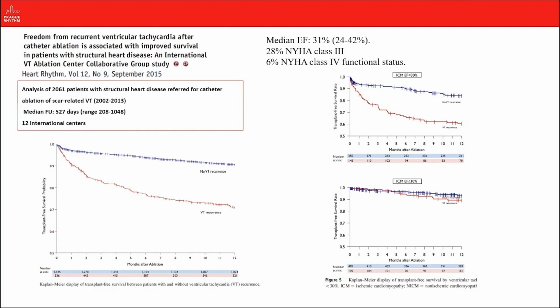I think that the most interesting data is stemming from this big database originated from the IVTCC study, analyzing data of more than 2,000 patients that had undergone ablation for VT in the setting of structural heart disease. The slide clearly shows that among these patients, those that did not suffer VT recurrence following the ablation had a much more favorable follow-up, the endpoint being mortality and freedom from cardiac transplant. And you can see in the upper right corner that this is particularly evident in patients with depressed ejection fraction.